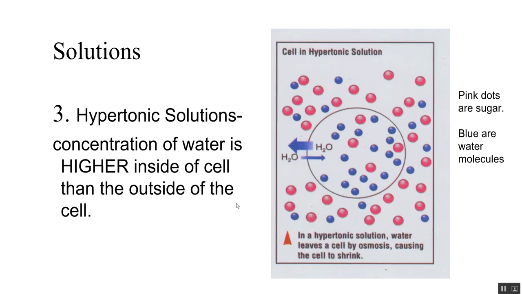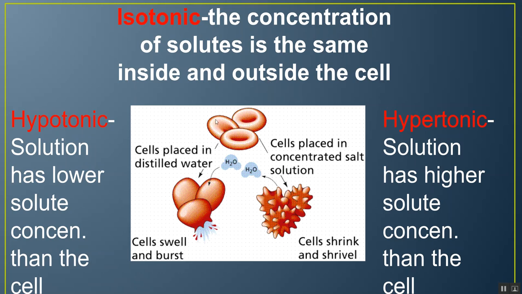And then our third one is going to be the opposite. That's hypertonic. Remember, hyper means above. So the concentration of water is higher inside the cell than outside. So in this case, you can see we have the little water particles, we have our sugar particles. There's more water inside, less water outside. And the cell doesn't like this. So what happens is the water leaves the cell by osmosis, causing the cell to shrink. So a lot of water leaves, very little comes in.